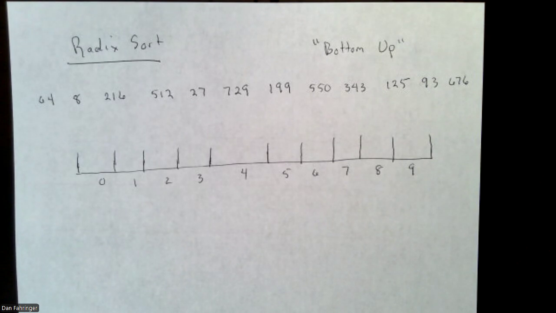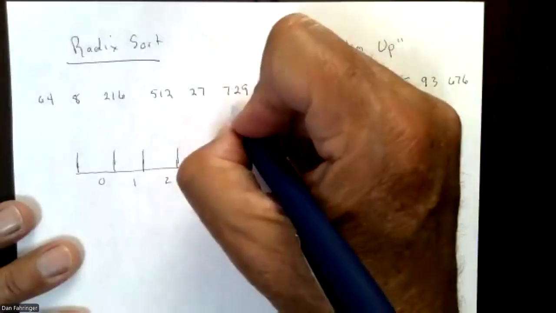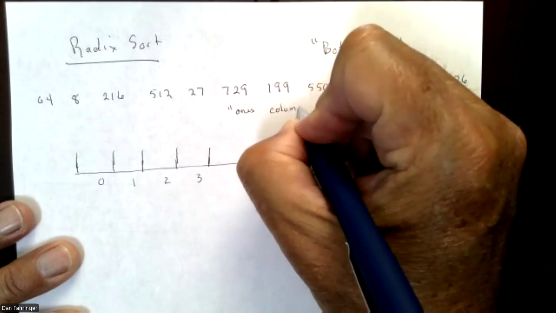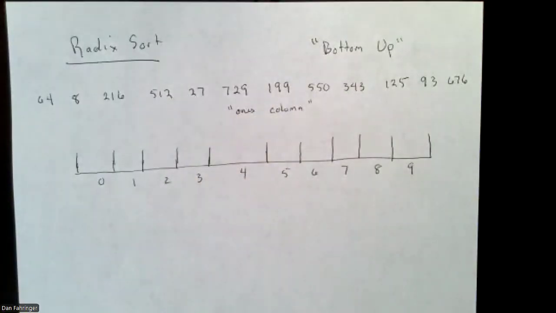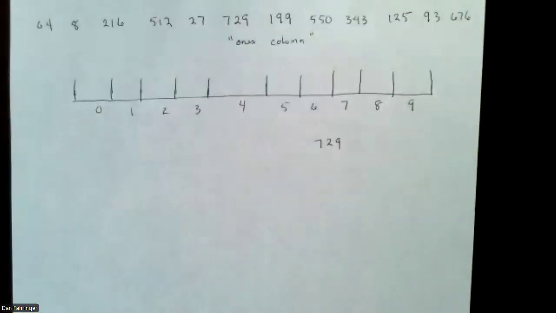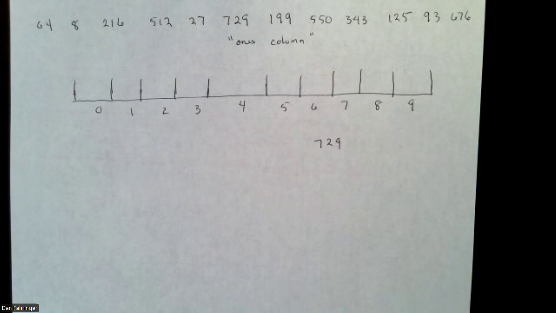First thing I'm going to do is run through my numbers and look at the ones column. And if the ones column matches one of these boxes, that's where I'm going to put it. Now, my first question is if I have the number 729, how would I get the 9? How do I get 9?